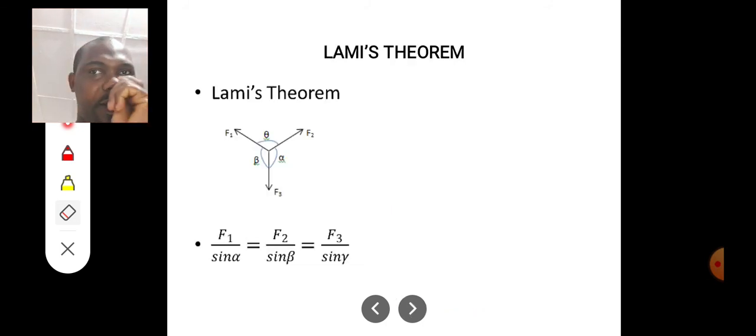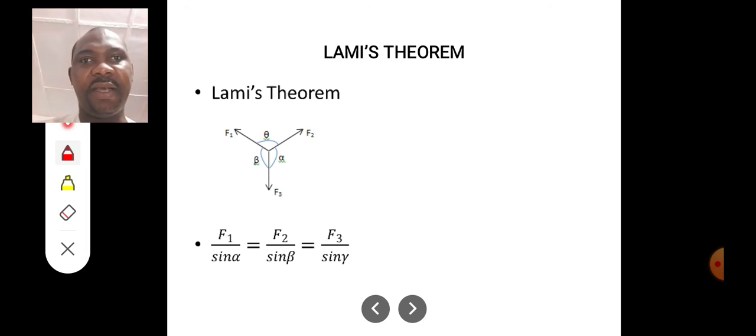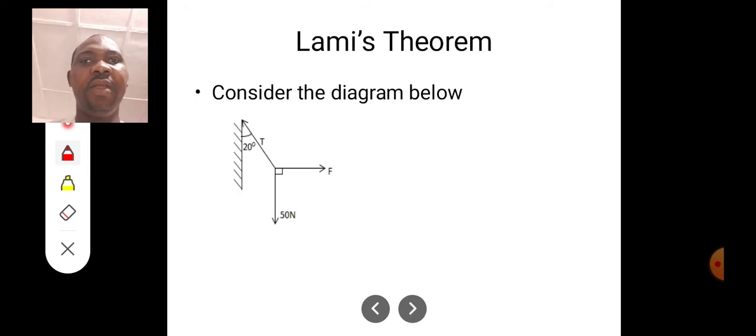Now let's see Lami's theorem. With Lami's theorem, if you have three forces in equilibrium, let's say F1, F2, F3, you can see that on the other side, they are facing an angle: F1 is facing an angle alpha, F2 is facing an angle beta, F3 is facing an angle gamma. So according to Lami's theorem, F1 over sine alpha is equal to F2 over sine beta equal to F3 over sine gamma. We want to use that principle now to solve this question.